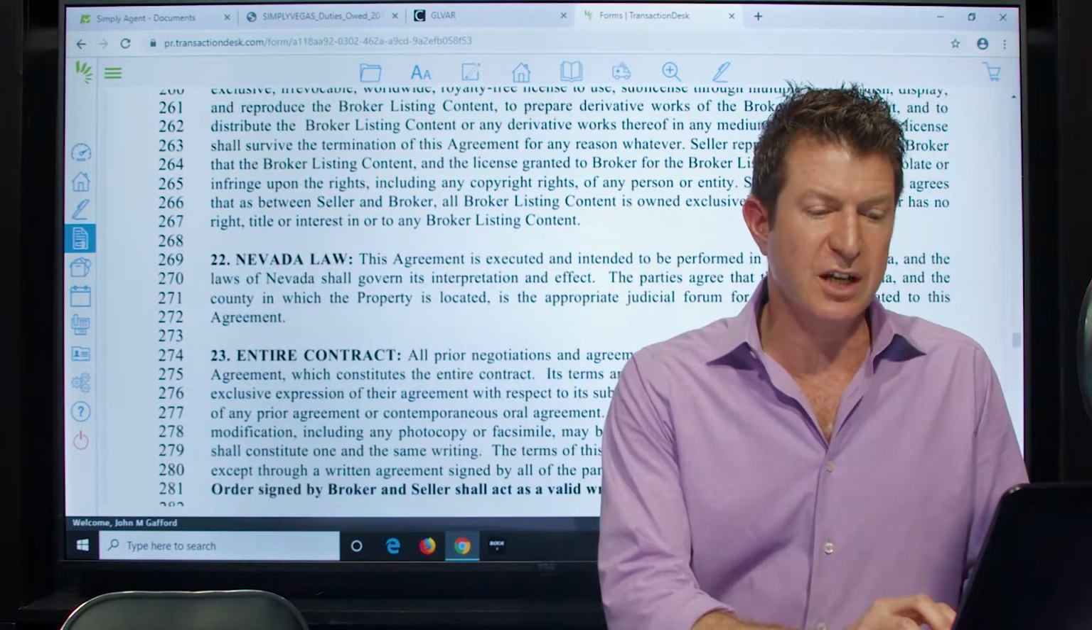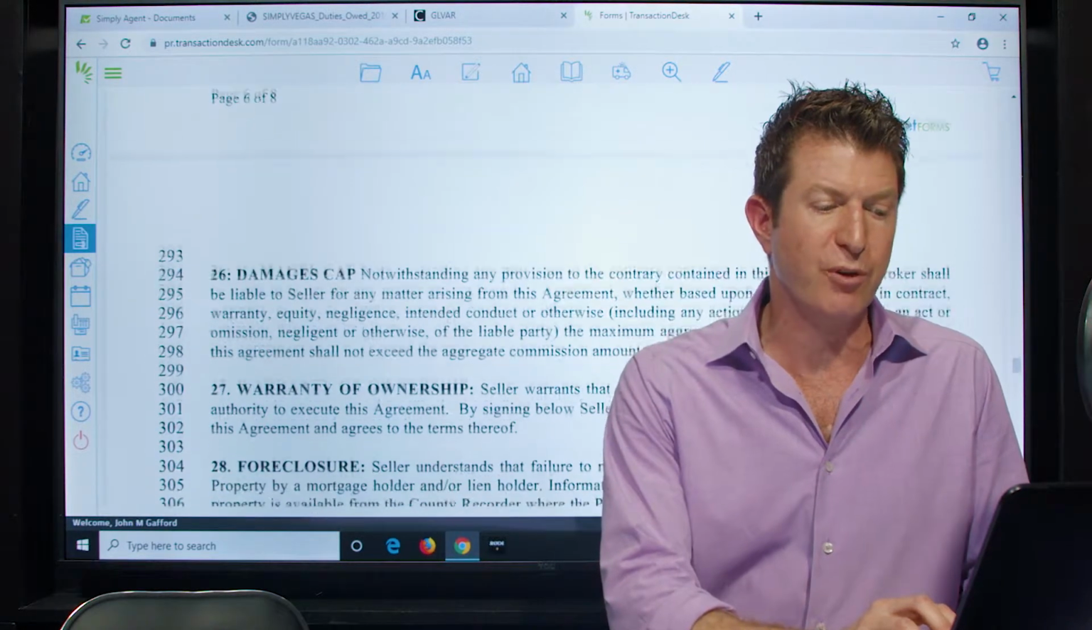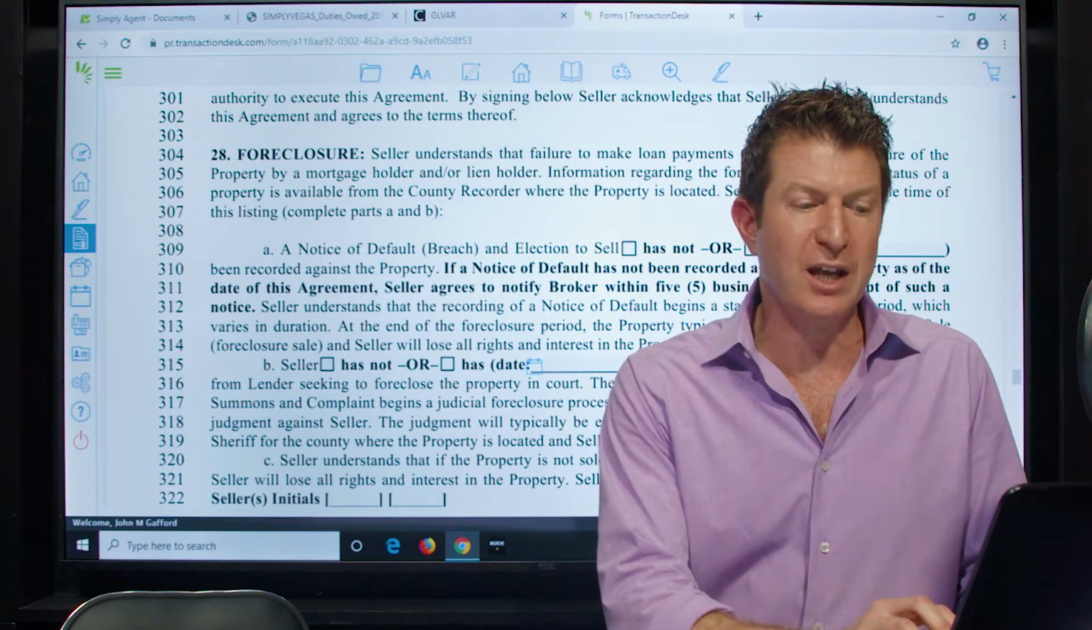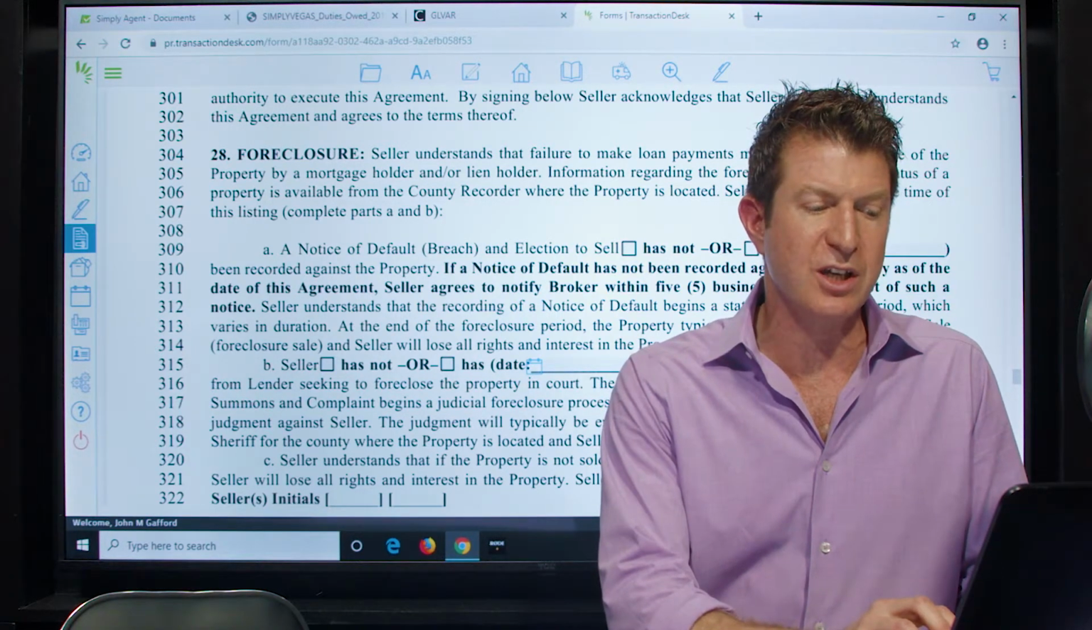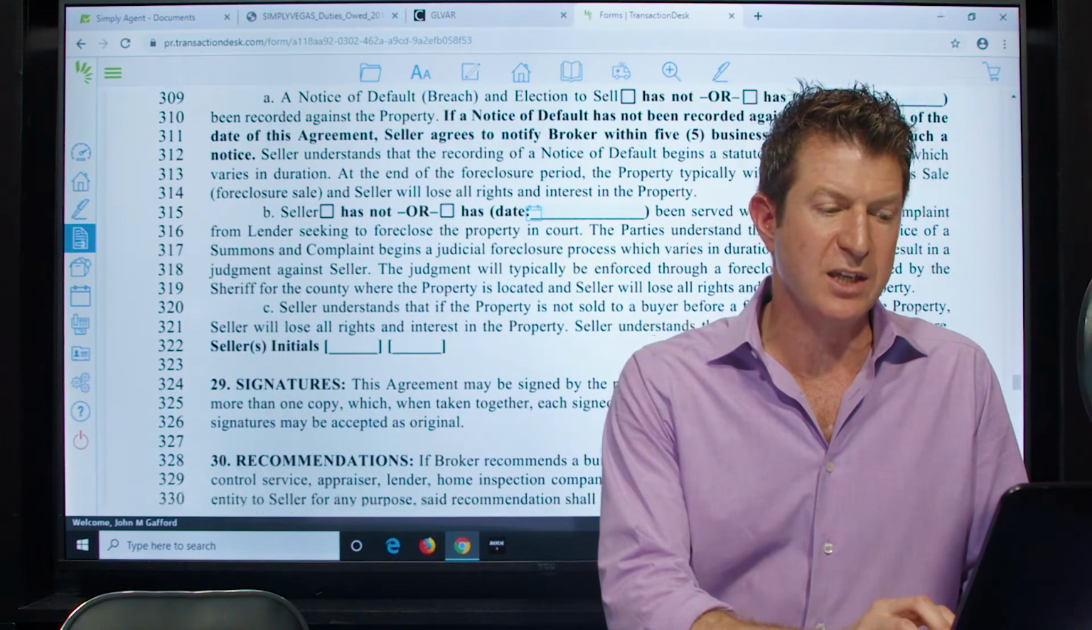Use of listing content, etc., verbiage that you'll all go through. Make sure there's an initial at the bottom of the form. And then going through, if they have a notice of default filed against the property, they need to disclose it, and they need to initial. It's incredibly important that that doesn't get missed.